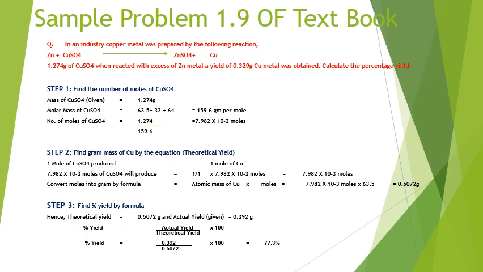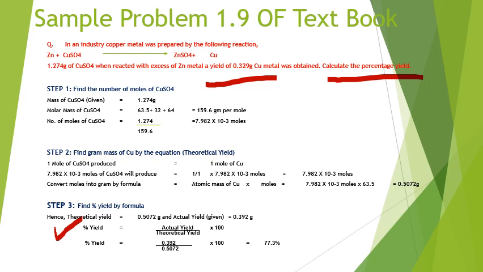Now the problem is this: when 1.274 grams of copper sulfate is reacted with excess zinc metal, a yield of 0.329 grams of copper metal was obtained. What you have to do is calculate the percentage yield. For percentage yield, I have this formula, right? Actual yield divided by theoretical yield multiplied by 100.